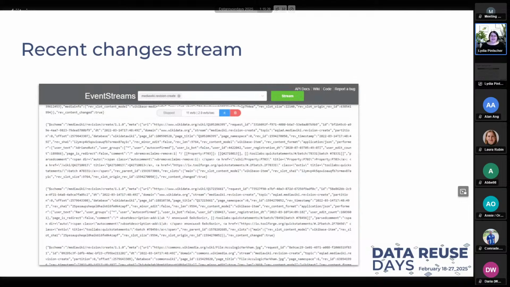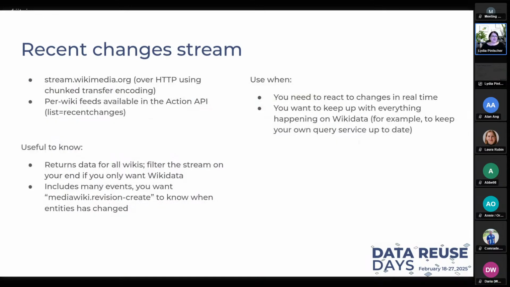And that brings me to the last way to access Wikidata's data, which are the recent changes streams. They are at stream.wikimedia.org, and they're basically fire hoses of every change that's happening on all the Wikimedia wikis. And you can limit that to Wikidata changes only if you're only interested in that.